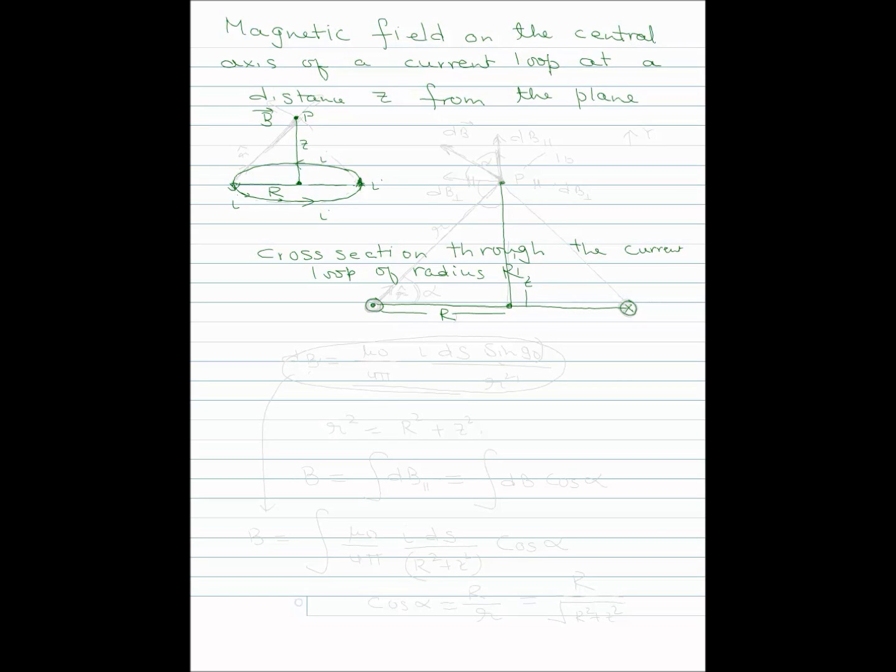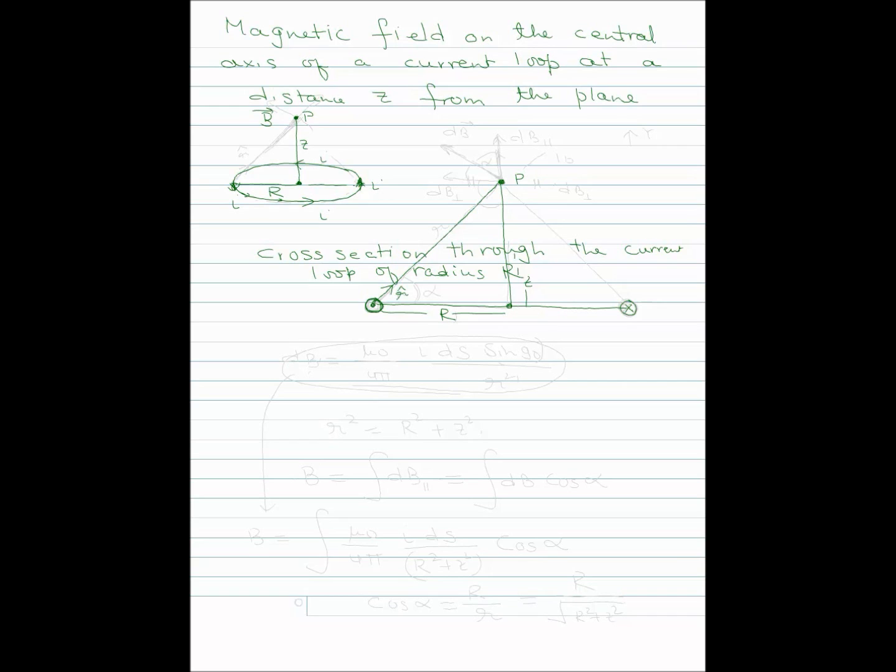Let's focus first on a ds right here, or in this particular view of it, a ds right here, which is in the direction of current coming out at us. And remember that vector r hat will be like this. And this is the distance r from this point to this, and this is where we are trying to find the magnetic field, this point P.